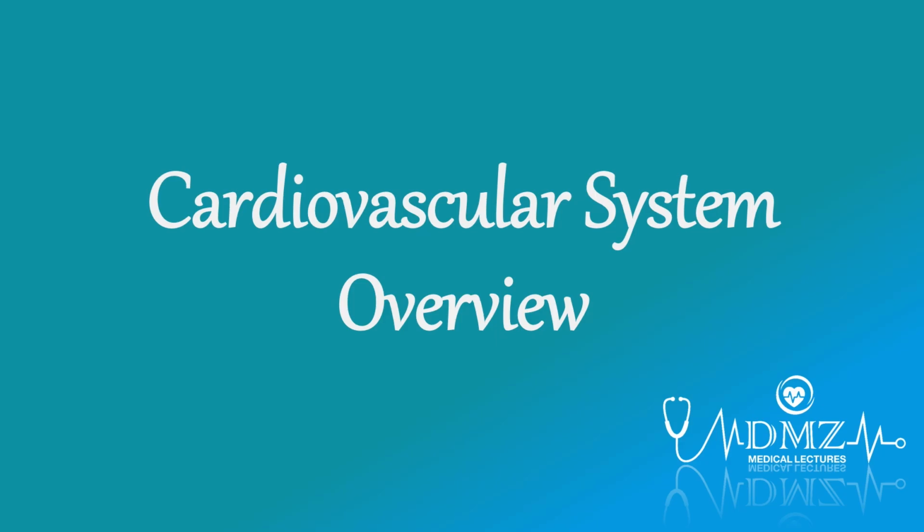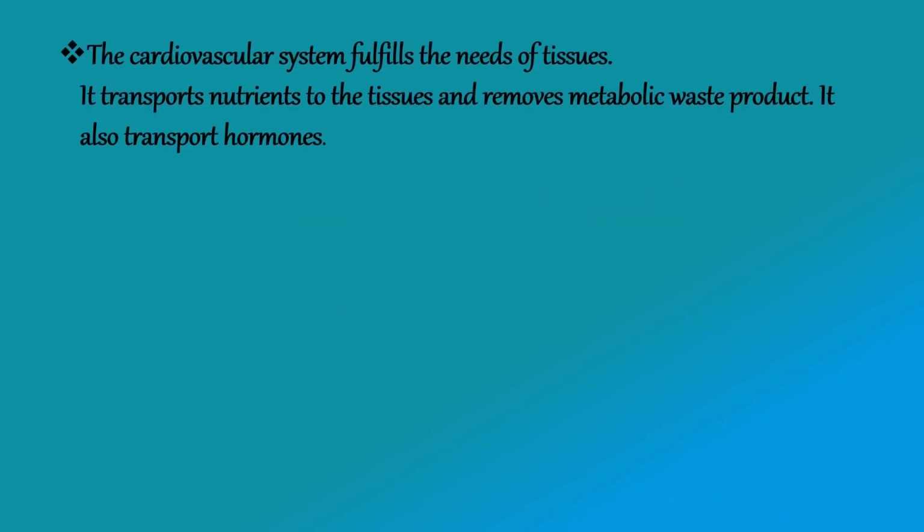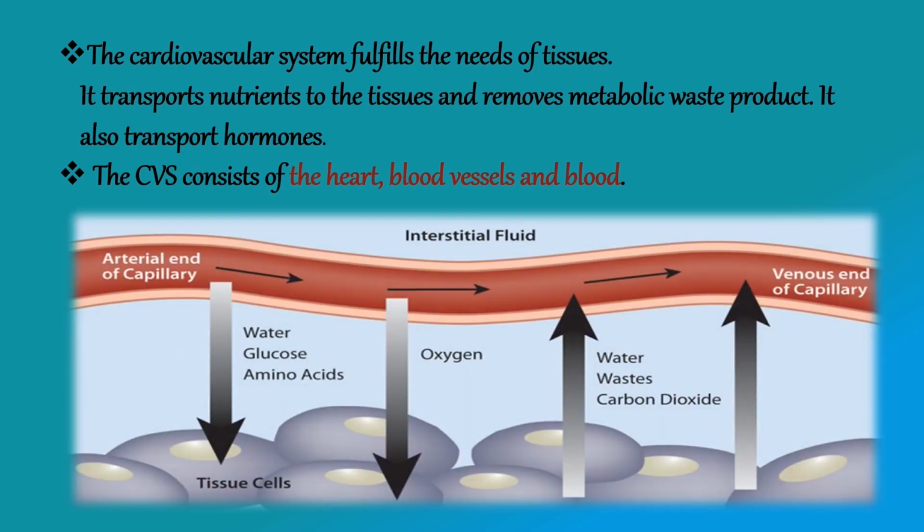Cardiovascular System Overview. The cardiovascular system fulfills the needs of tissues. It transports nutrients to the tissue and removes metabolic waste products. It also transports hormones. The CVS, or cardiovascular system, consists of three parts: the heart, blood vessels, and blood.